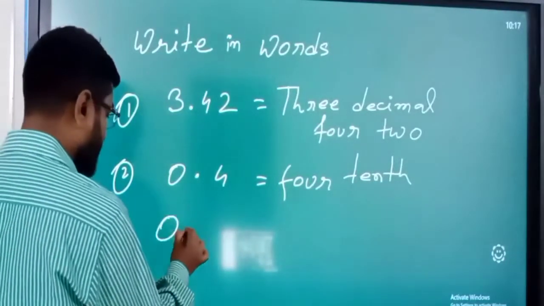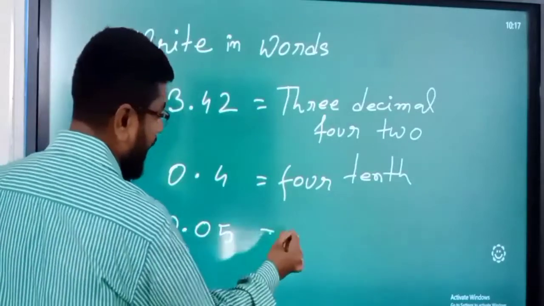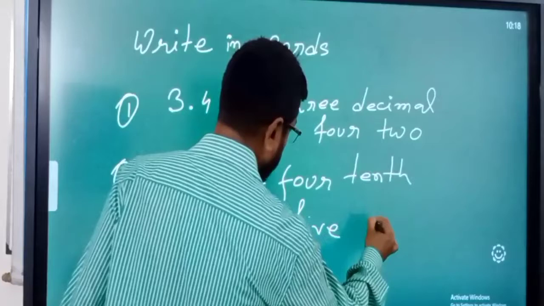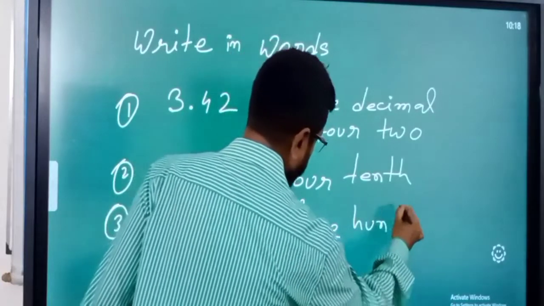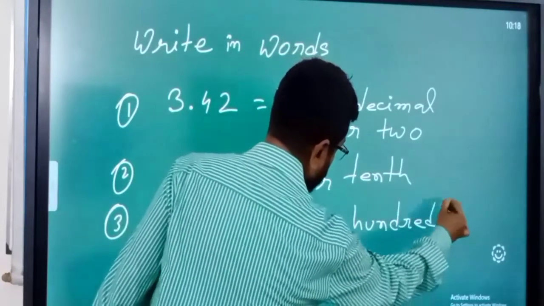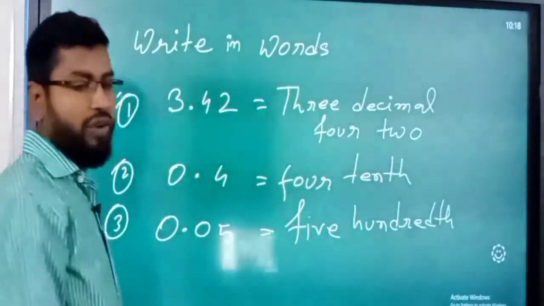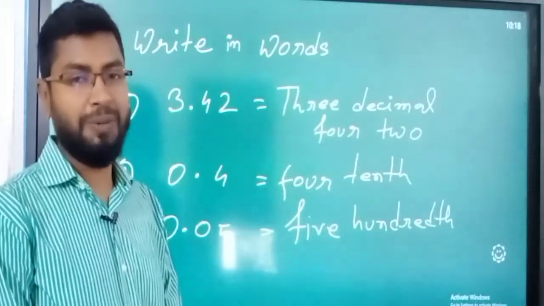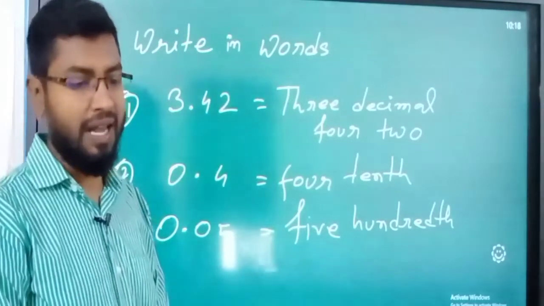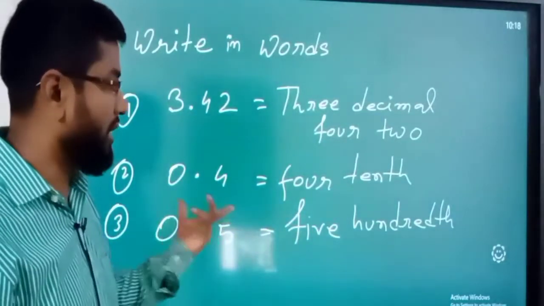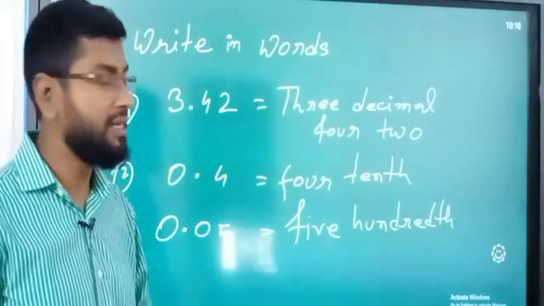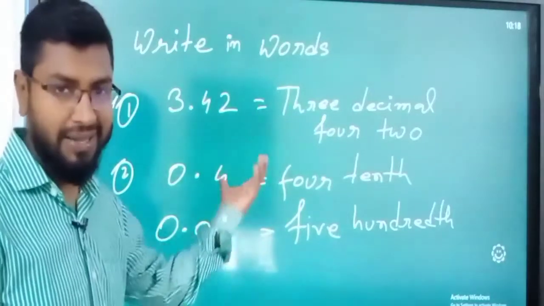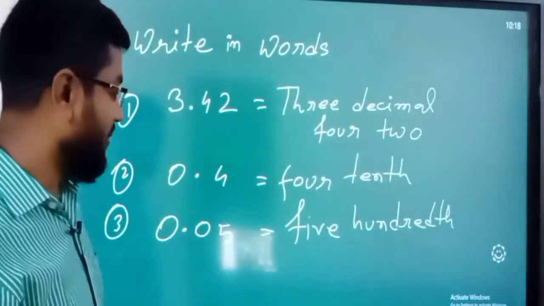If there is 0.05, how will we write? We can write 5/100. Have you understood? I hope you have understood how to write in digit, how to write in figure. Everything you can understand by observing this one.